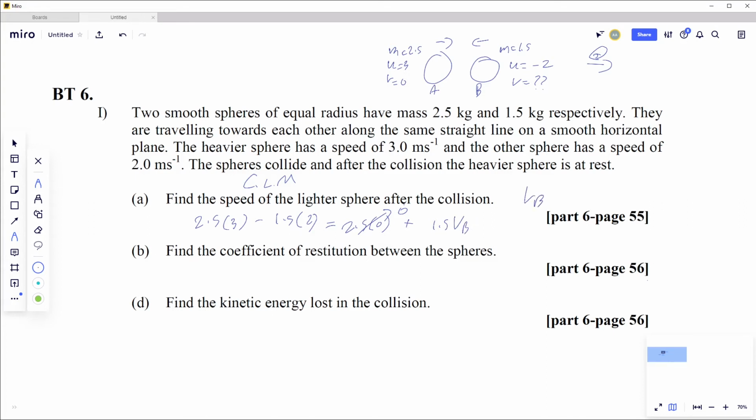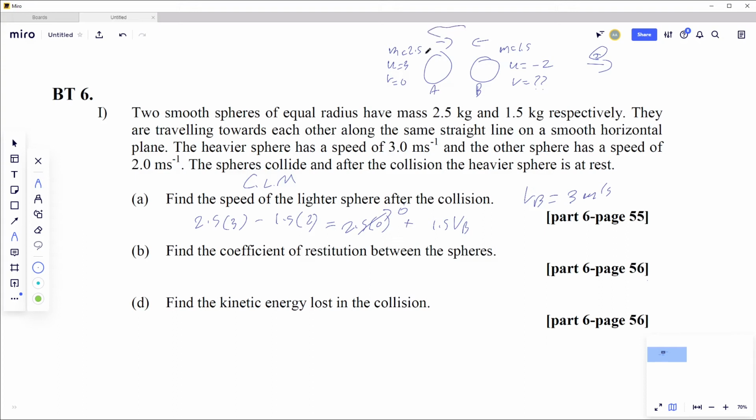So VB is going to be equal to, just put the numbers, multiply, so 2.5 times 3 minus 1.5 times 2 over 1.5. You get 3 meters per second. It's positive, which means to the right, and it makes sense because it cannot go through the ball.